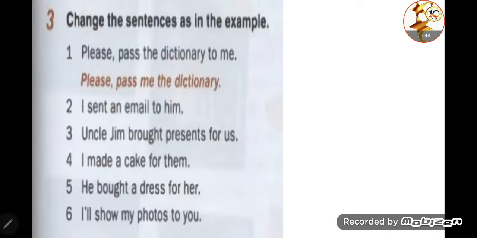Now, please pass the dictionary to me. The dictionary here, and I have me. What did we say here? We said this is the direct object. Okay, and this is the indirect object. Please pass the dictionary to me.